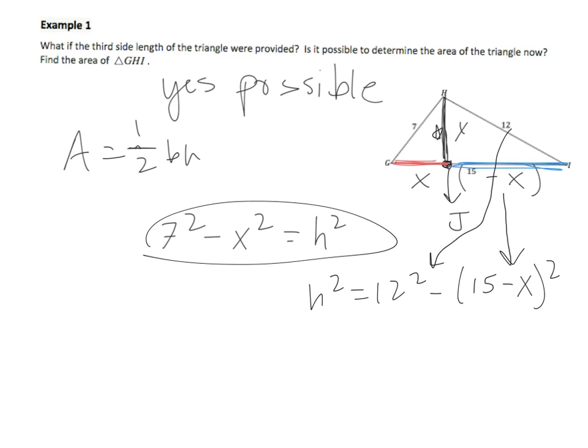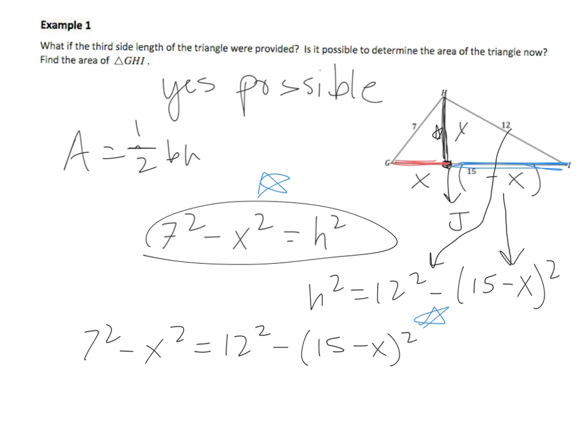But now if you'll notice, I have two equations in here, but they're both set equal to h squared. So if they both equal h squared, then I can set them equal to each other, which is a strategy I know you learned in algebra. So I'm just going to rewrite it below. If I have 7 squared minus x squared, that equals 12 squared minus 15 minus x squared. So now I have a pretty solvable equation.